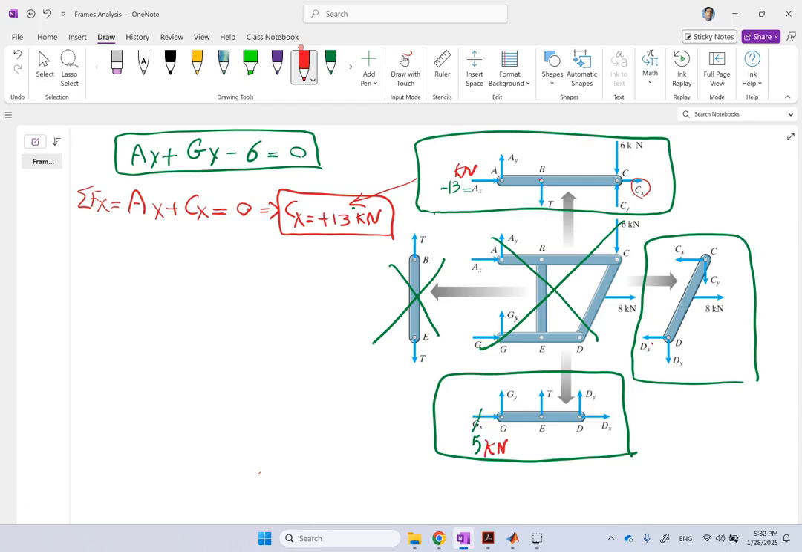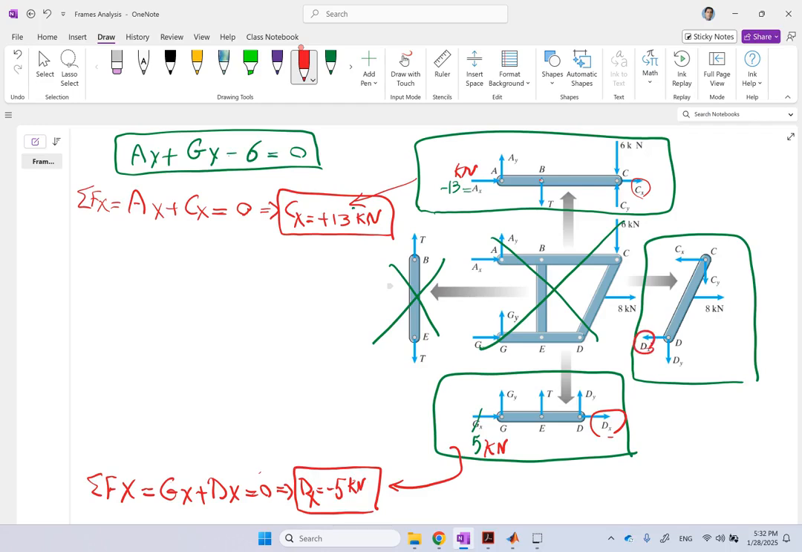Similarly, in this bottom one, I can do a similar thing. I can do some fx on this one, and that is going to be gx plus dx equals 0. And gx is 5, so dx is going to be negative 5 kilonewton. So here I got 2 more unknowns down. So I got this one taken care of, and this one. Okay, now what?